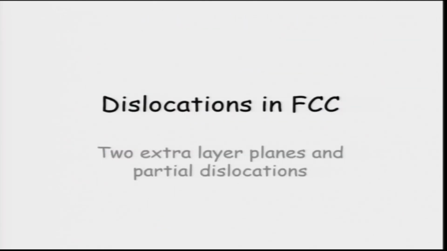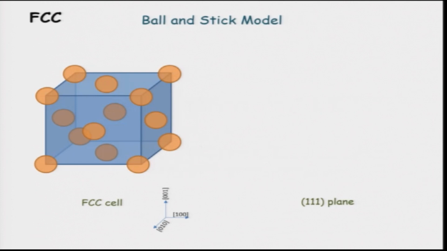This is the presentation that I will show over here. What we want to show are two extra layers of planes and partial dislocations. Now, let us look at what is called a ball and stick model for FCC. As you can see, this is a cube, and at the corners you have the atoms, and the atoms are also at the face centers.